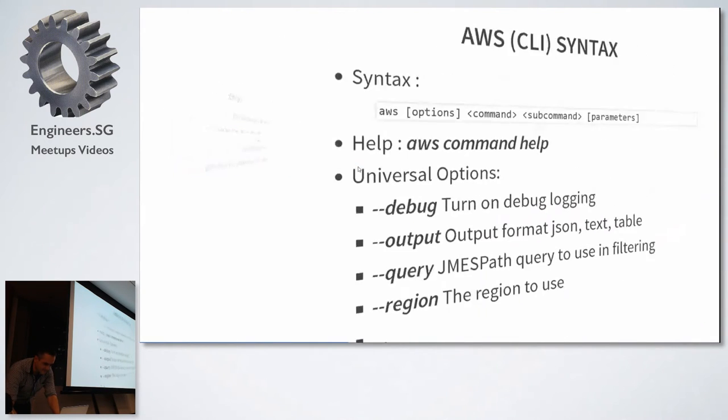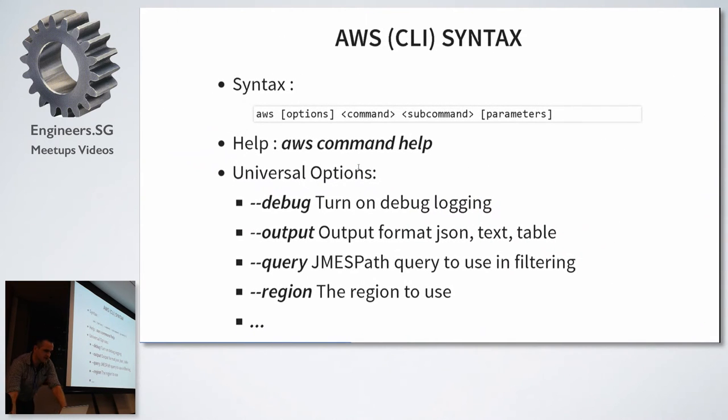Okay. So what is a syntax? Basically, everything you try to run starts with the AWS command. After that, depending on whether you want to work on the networking part or EC2, you start with AWS EC2. If you want to work with RDS, you start with AWS RDS.